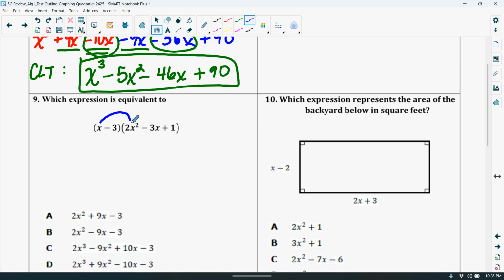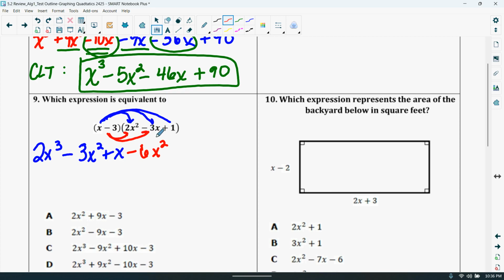So, we're doing x times this 2x squared. That's 2x to the third. We're doing x times this minus 3x. That's a negative 3x squared. And we're doing x times 1. That's plus x. And we're going negative 3 times this 2x squared. So that's negative 6x squared.